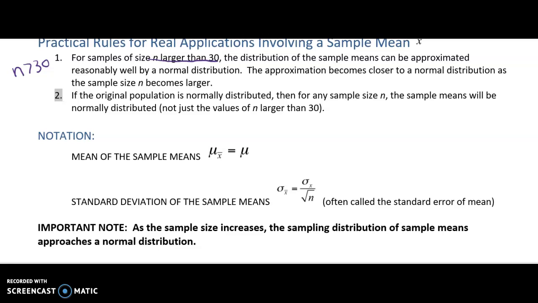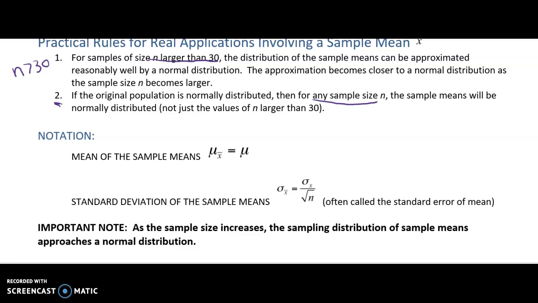But if we already know that our population is normally distributed, as it says in the second rule here, then for any sample size n, the sample means will be normally distributed, not just for values greater than 30. So our first rule, if n is greater than 30, we didn't need to know whether we had a normal distribution. But if we already know we have a normal distribution, it's okay if we have a smaller sample size.